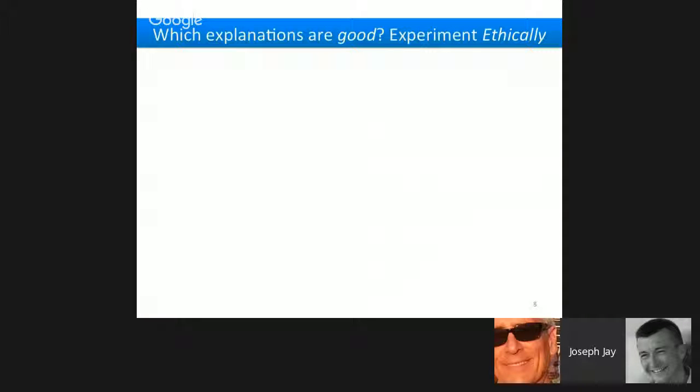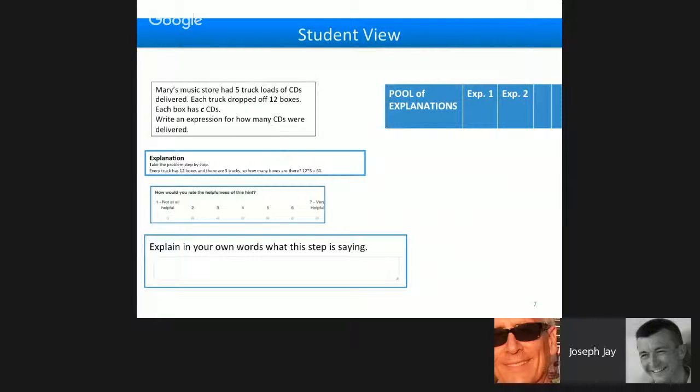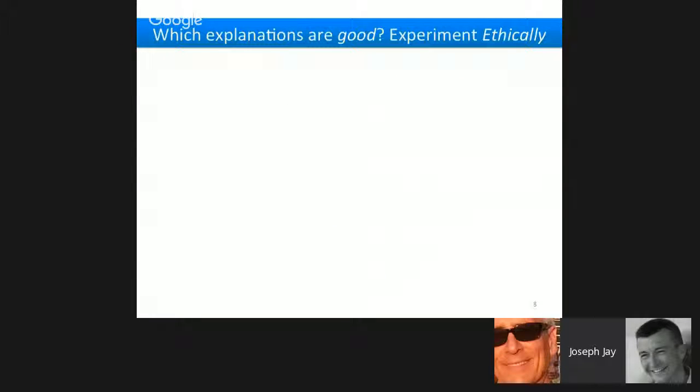Now, one question I'm sure you all have is, okay, so we have a pool of explanations, but which of these are actually going to be good? Which should we be presenting to students? One of the best ways to figure it out is to run an experiment where we randomly assign people to get explanations 1, 2, 3. We look at their ratings and figure out which one's actually helping.